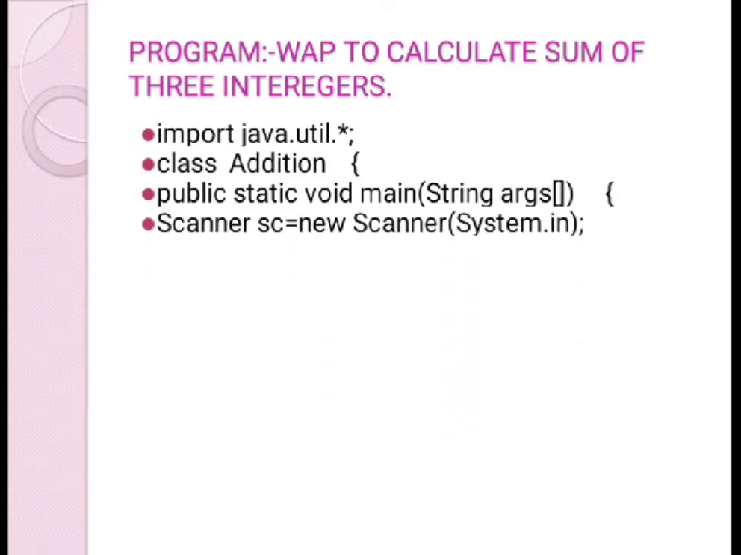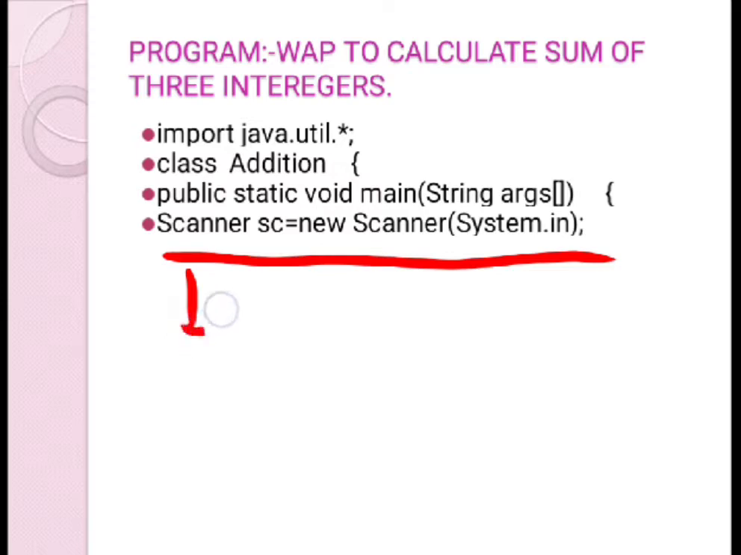Now, the important line is over here: Scanner sc = new Scanner. This is how we are creating the object of the Scanner class. Please listen very carefully to the syntax. First the class name, which is Scanner over here. This is your class name.